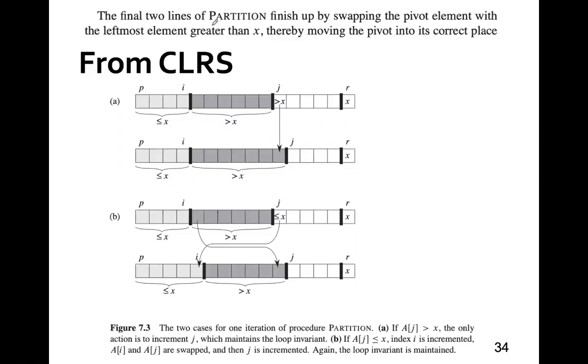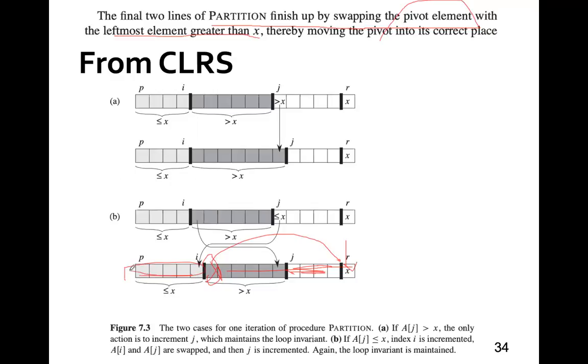So the final 2 lines of partition will finish up by swapping the pivot element, which is this element, with the leftmost element greater than X. Let's say all these are gray now, it's done. Now the leftmost greater than X is this. We will swap them, then this X comes here. All these elements are larger than X. These are smaller than X.